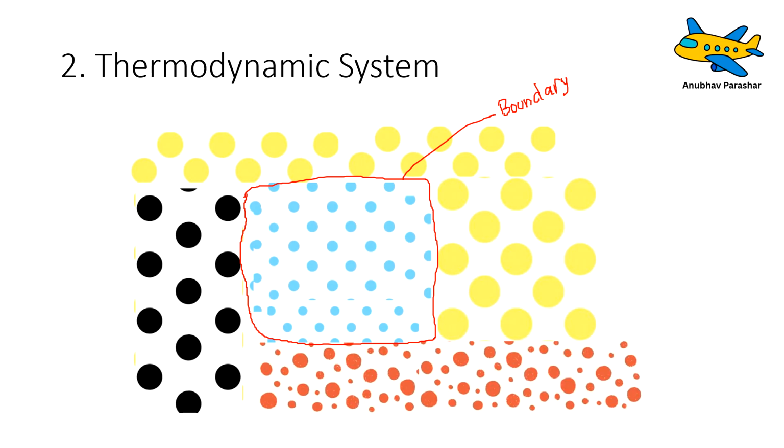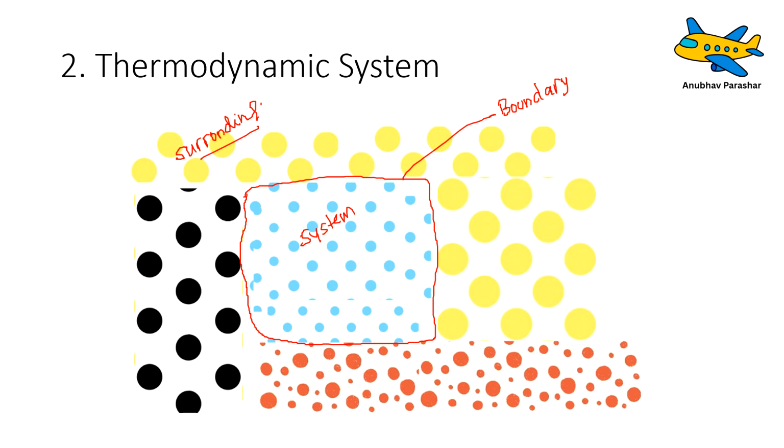Everything that is inside my boundary is the system. And everything which is outside the boundary is the surrounding. Now, once I have defined the system, that is, I wanted to study the blue particles. So I've defined the system. Now it becomes very easy for me to concentrate on the blue particles.